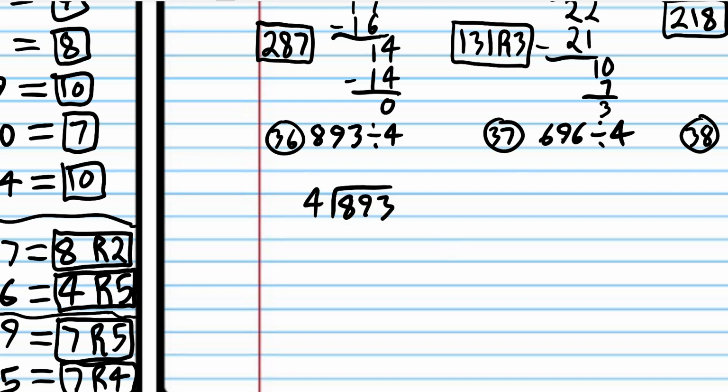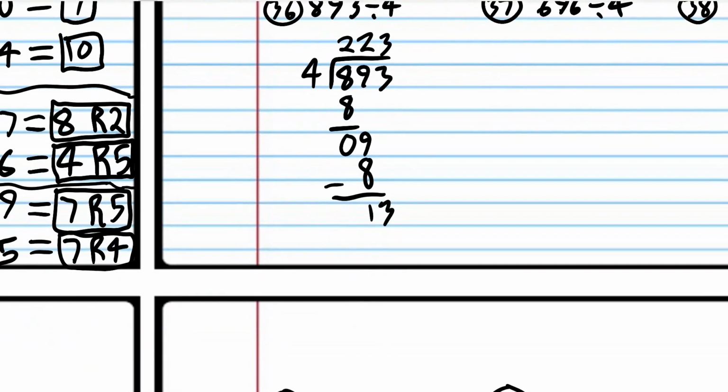893 divided by 4. 4 goes into 8 2 times. 4 times 2 is 8. 8 minus 8 is 0. Bring down the 9. 4 goes into 9 2 times. And 4 times 2 is 8. 9 minus 8 is 1. Bring down the 3. 4 goes into 13 3 times. 4 times 3 is 12. And 13 minus 12 is 1.